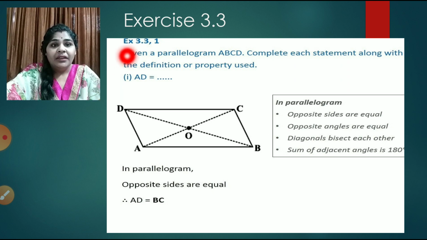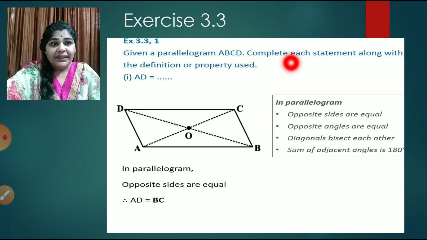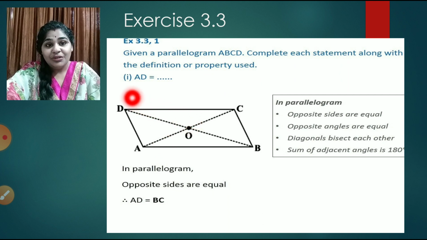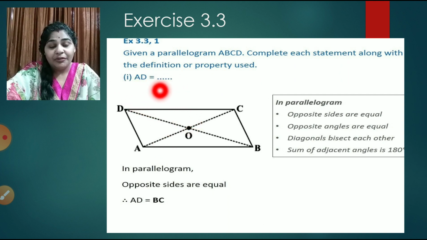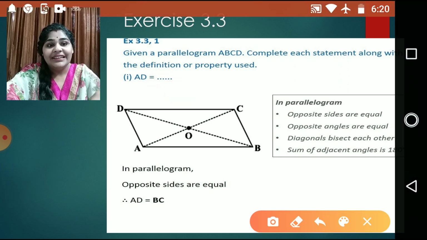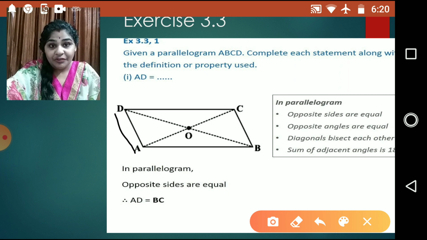Given a parallelogram ABCD, complete each statement along with the definition or property used. So there are a few statements given to you. Looking at the figure, using the properties, you have to complete the statement, right? The first statement here is AD is equal to dash. So where is AD, children? I can see this is the AD side in the given figure.